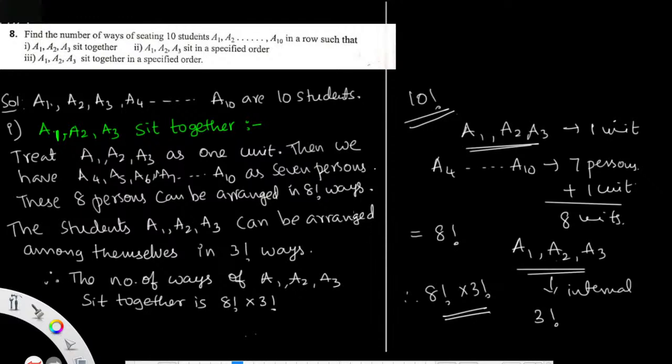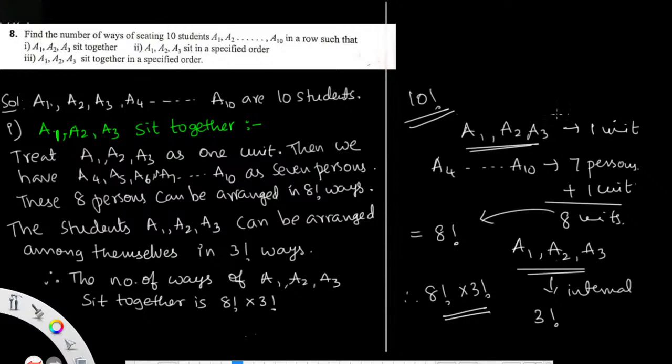A1, A2, A3 sitting together means treat A1, A2, A3 as 1 unit. Then we have the remaining students, starting with A4 up to A10. Total how many do we get? 7 persons. Total things will be what? 7 plus 1, that is 8 units. These 8 units can be arranged in 8 factorial ways.